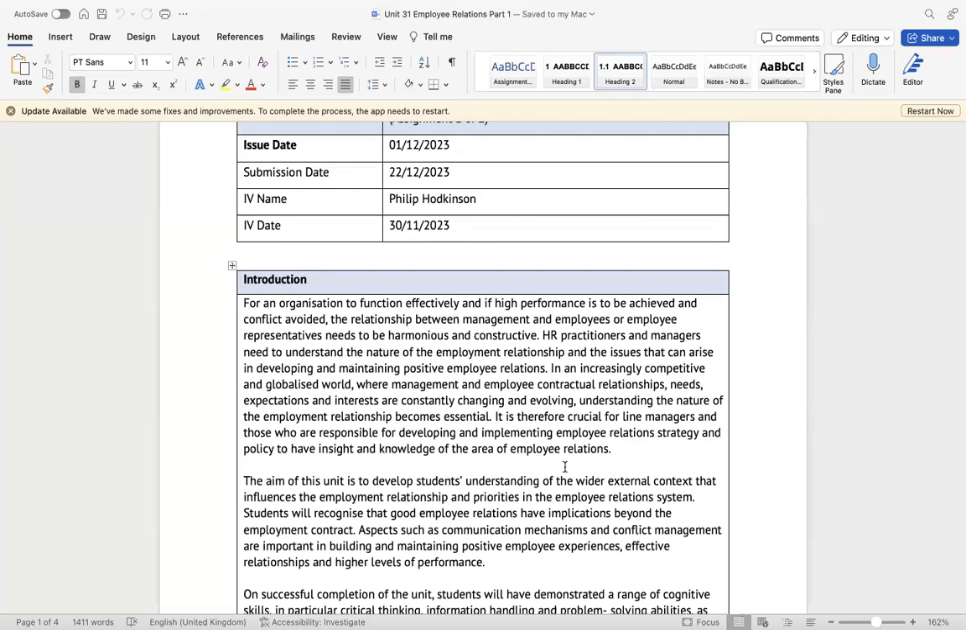In an increasingly competitive and globalized world where management and employee contractual relationships, needs, expectations and interests are constantly changing and evolving, understanding the nature of the employment relationship becomes essential. Obviously, we spoke about this as well. There are continuous changes happening.